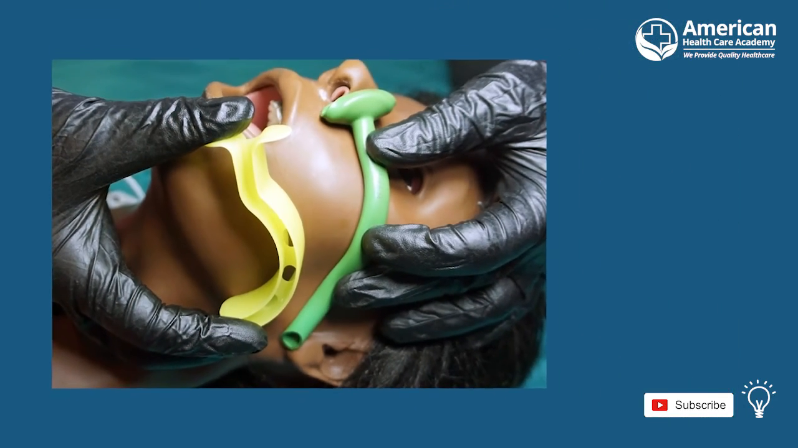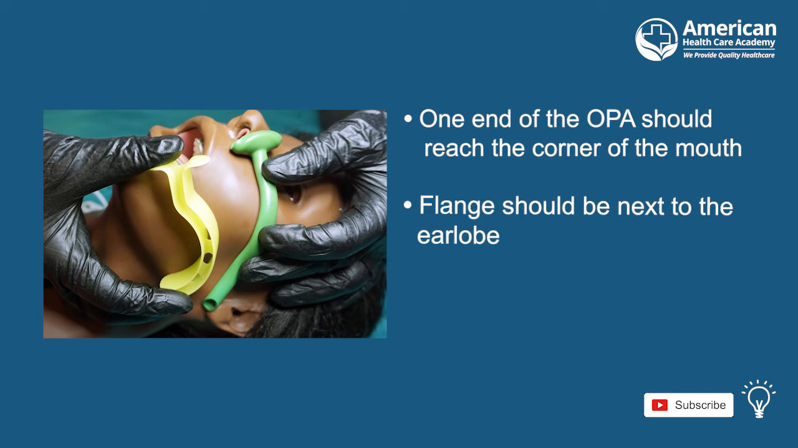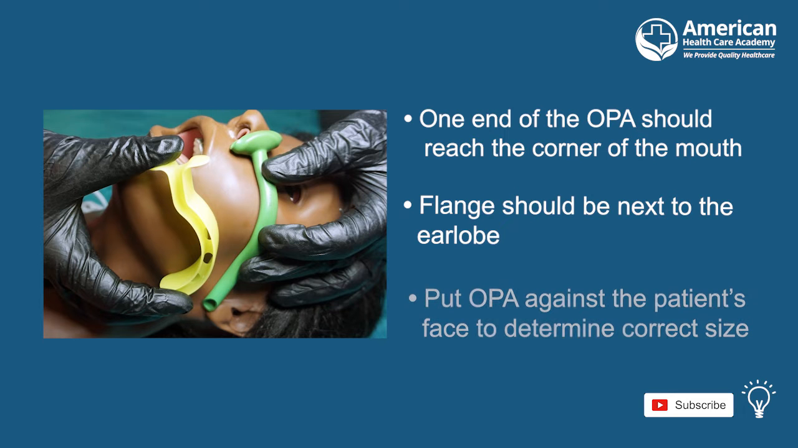When deciding which size OPA to use, keep in mind that the tip of the OPA should reach the corner of the patient's mouth, while the flange reaches the angle of the mandible next to the earlobe. Put the OPA against the patient's face to determine the proper size.